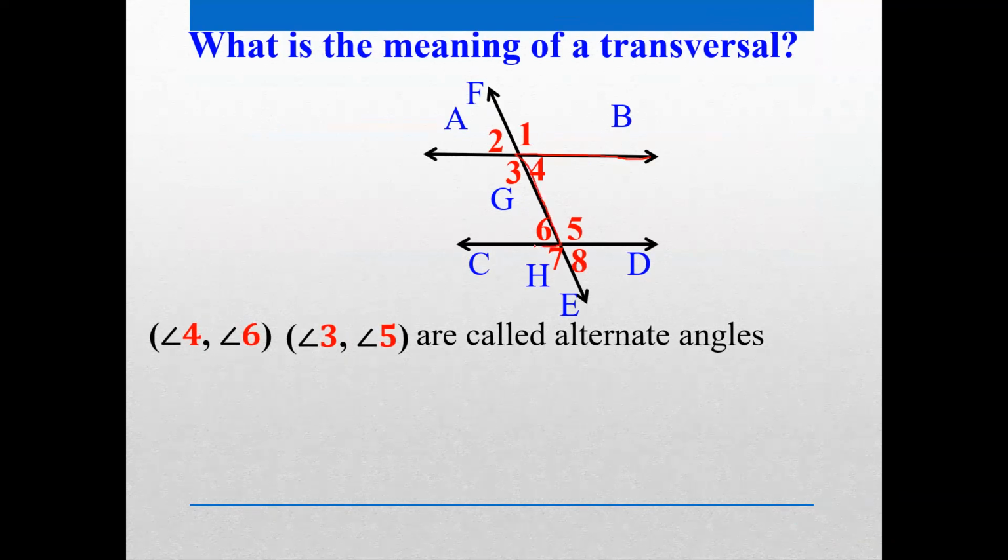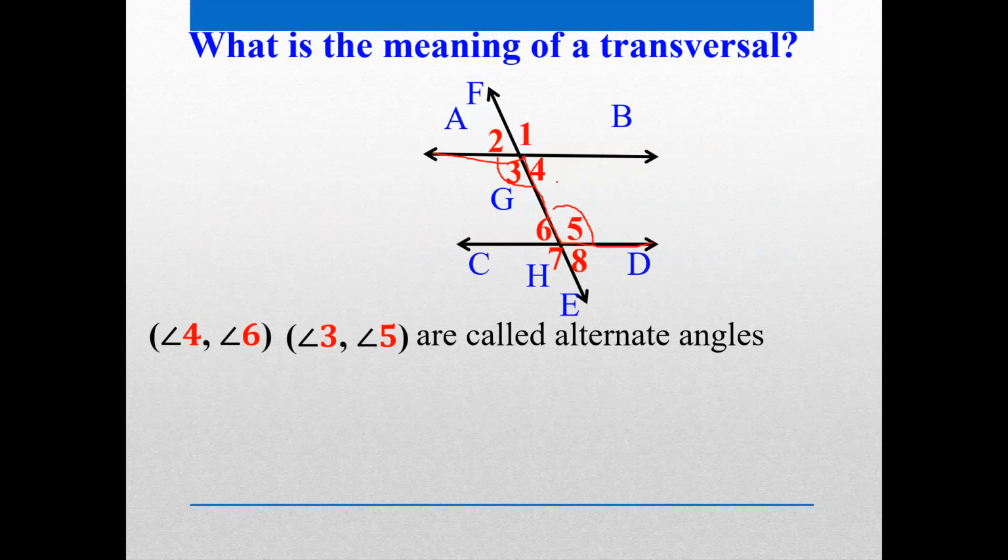Pay attention, letter Z. So angle 4 and angle 6 are equal in measure, and are called alternate angles. And also angle 3 and angle 5, also in the form of letter Z, alternate angles. If two angles are alternate angles, then the two angles are equal in measure.